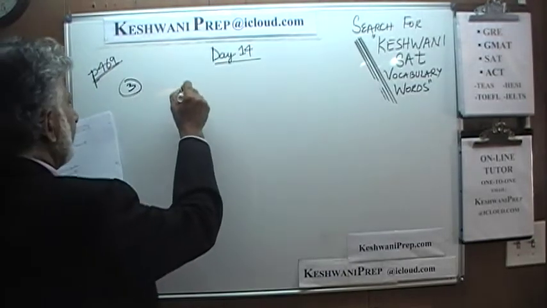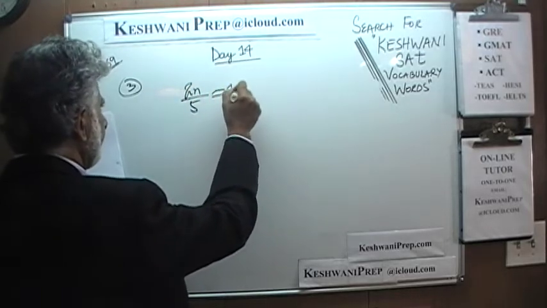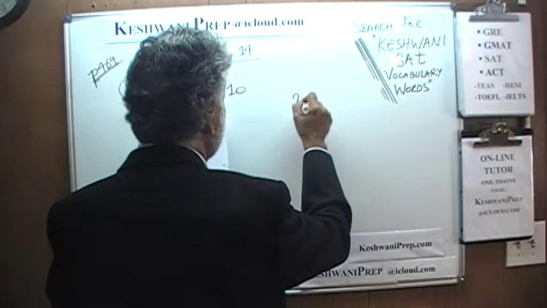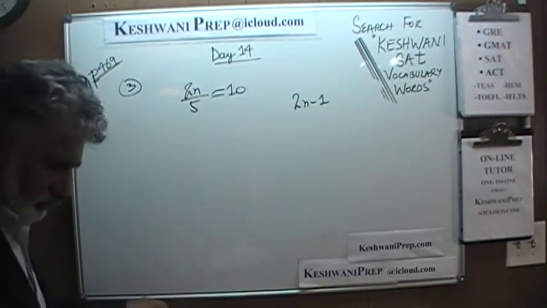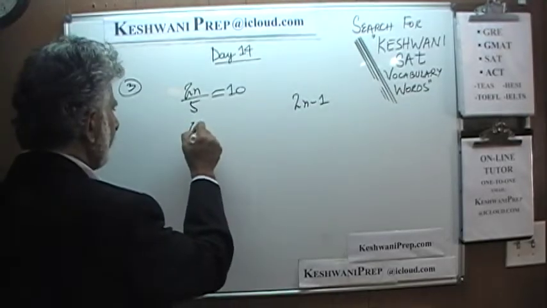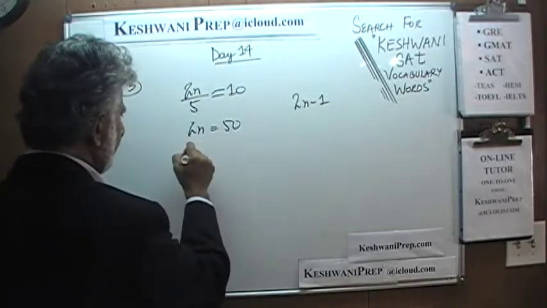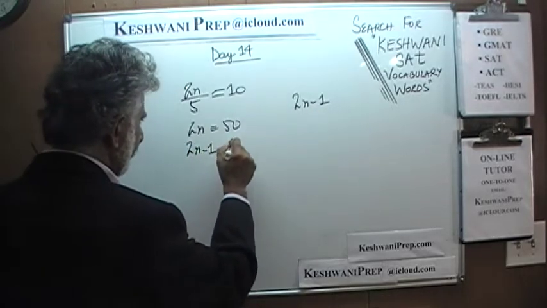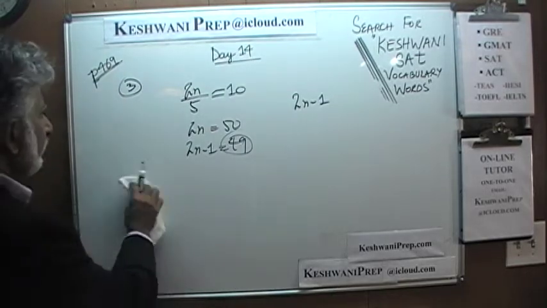Next one, number three. Number three says 2n over 5 equals 10. And the question is, how much is 2n minus 1? Well, let's find out. If 2n over 5 is 10, let's multiply both sides by 5. So 2n is equal to 50. And therefore, 2n minus 1 would simply be 49. You just subtract 1 from it. That was number 3.